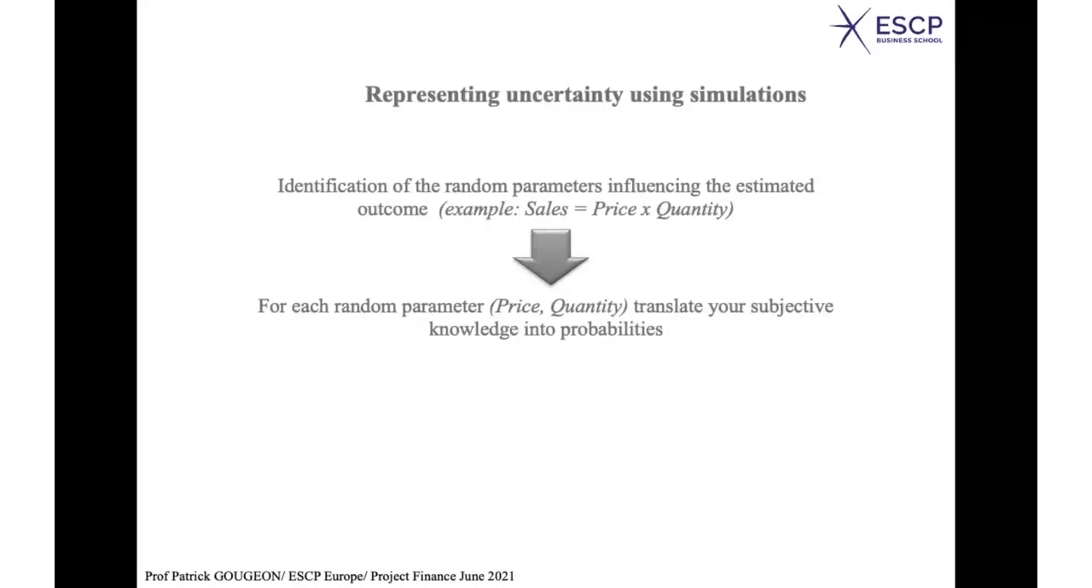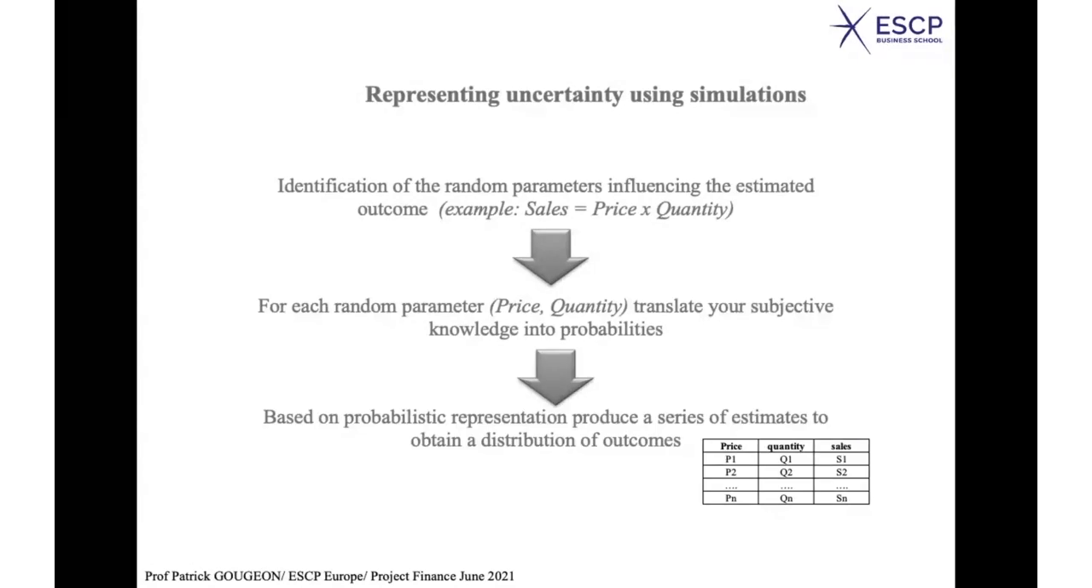Once you have these probabilities, and we'll see how to get them, you can combine the 2, price and quantity, to obtain the sales. Based on the probabilistic representation which you have, you produce a series of estimates to obtain a distribution of the outcomes, in this case of the sales. For instance, in this matrix, in the first column you have the price. Here I have just a few lines, but each line represents 1 simulation. And as you'll see on the next slide, you can have 1,000 simulations like this.